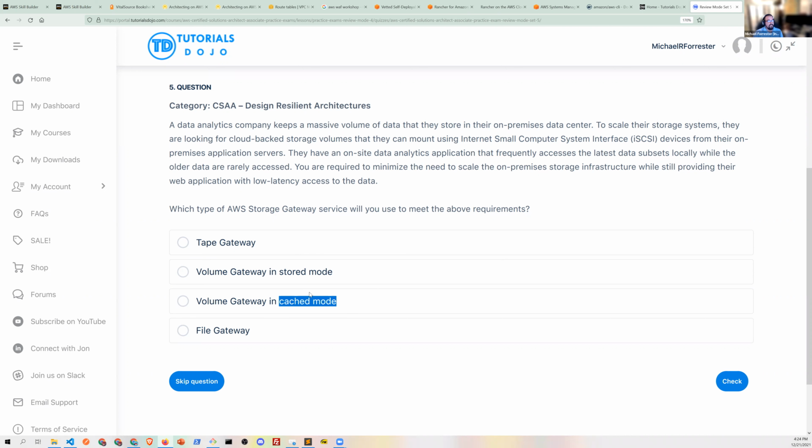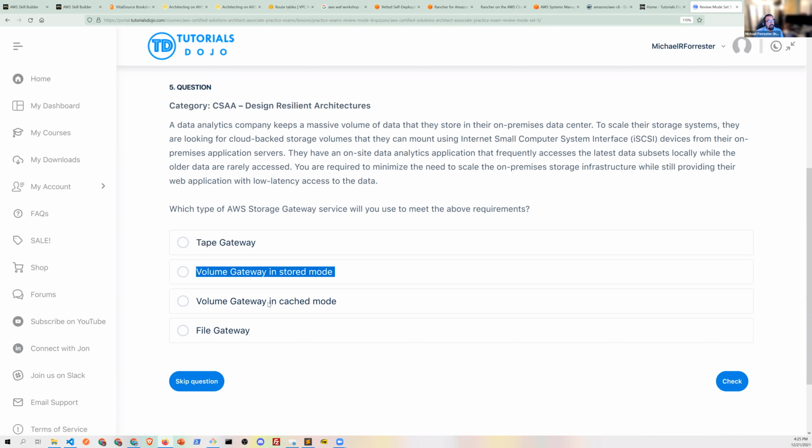That's the question. Now, a volume gateway in stored mode is going to store everything on premise, and it's going to put a backup into S3. In cached mode, it's going to put everything into S3, and only the most recently accessed items are going to be cached at the front of the storage gateway volume on premise.